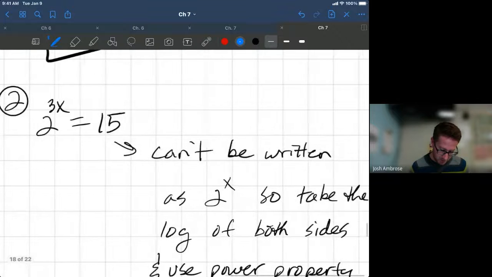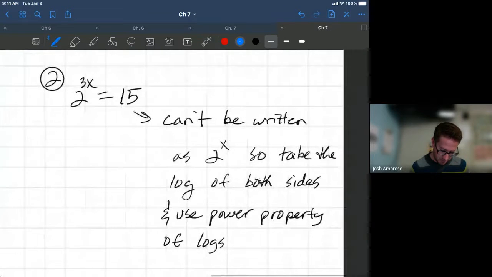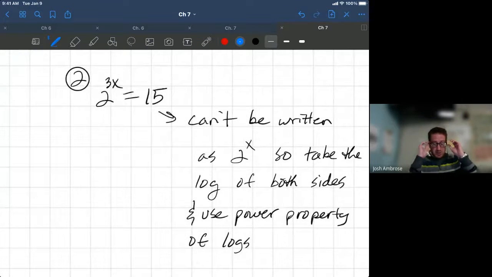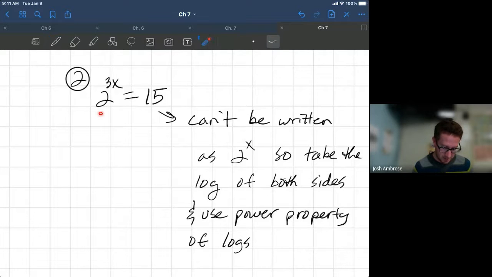Now, I wrote a note off to the side right here, zoom out a little bit. You're going to notice we can't do this with number 2. They can't be written as a base 2 to the power of something. So in other words, you have a base 2, you have a base 15. You can't rewrite 15 as base 2 to the power of something. It doesn't work out. So we're going to have to use a different property here.